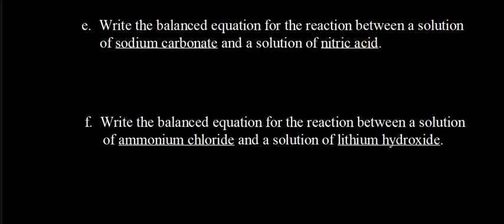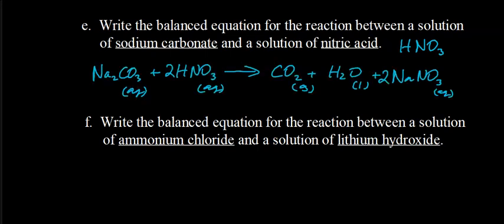Next, write the balanced equation for the reaction between a solution of sodium carbonate and a solution of nitric acid. Nitric acid has a chemical formula of HNO3. Go ahead and pause and write the balanced equation for this reaction. We have a carbonate reacting with an acid. This is a gas formation reaction. The gas produced this time is carbon dioxide.